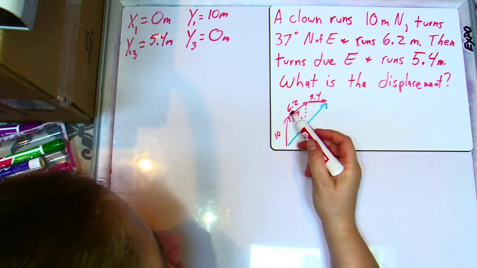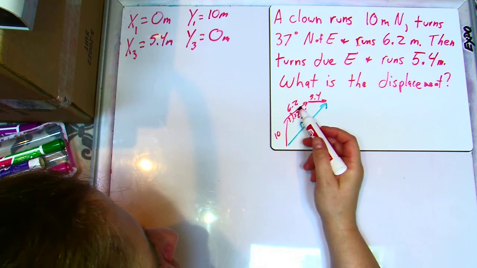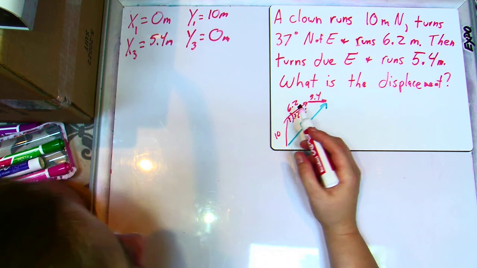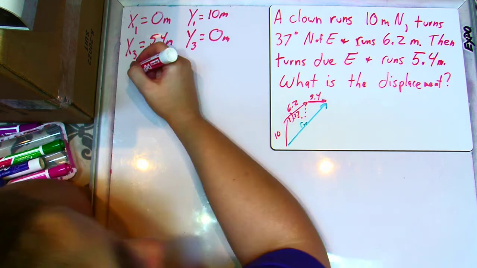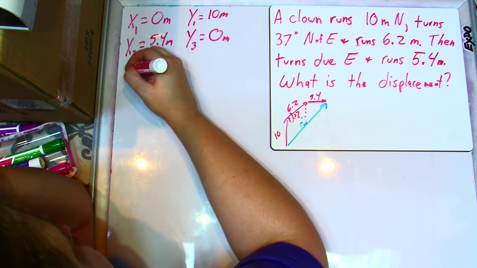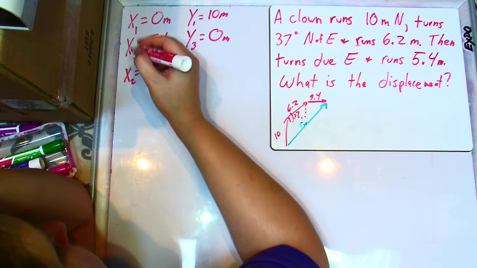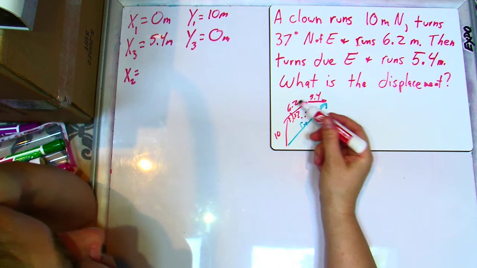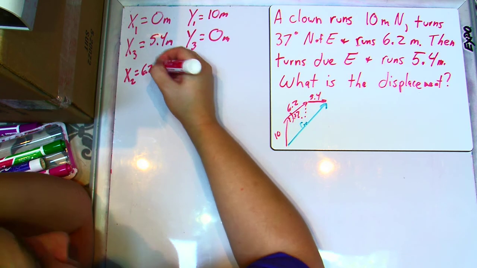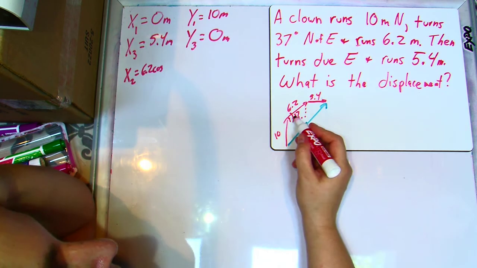It's vector 2 that's at an angle, which means there's going to be horizontal and vertical movement. So we're going to have to resolve that one into its x and y components. So x2 equals the hypotenuse of it, which is 6.2, times cosine of the angle, which is 37.